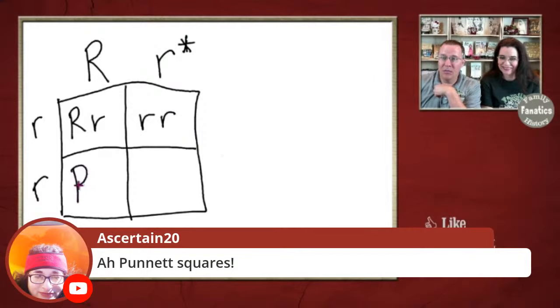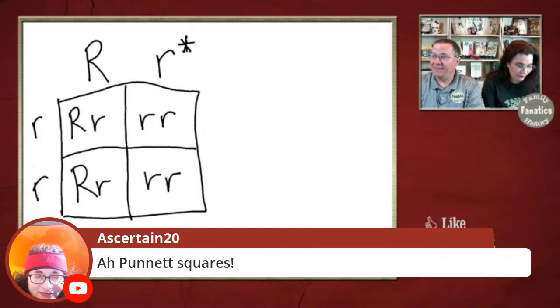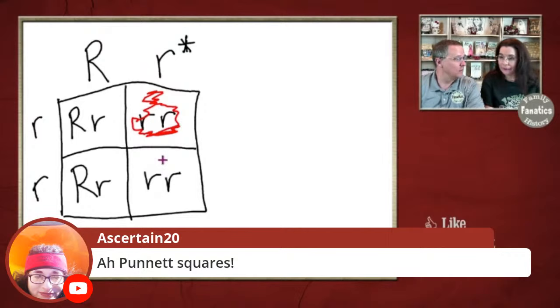Okay. So by looking at this now, what we can see is, are these people going to have red hair? Big R, little r? You need two little r's for red hair. No. Okay, this one? Yes. So we're going to color this red over here. They are redheads. What about this one? Yes. Redheads. 50-50.